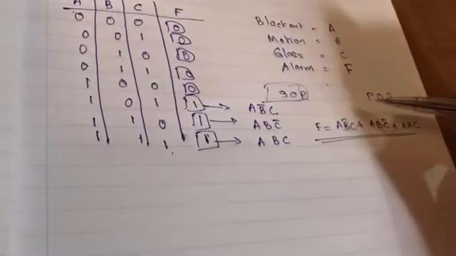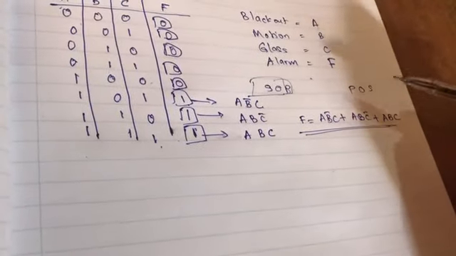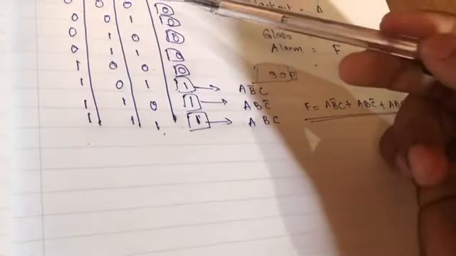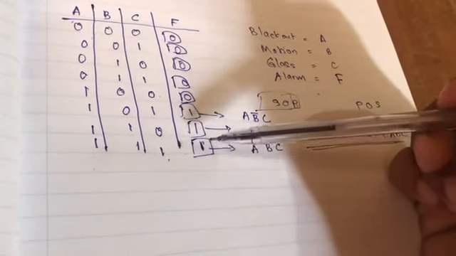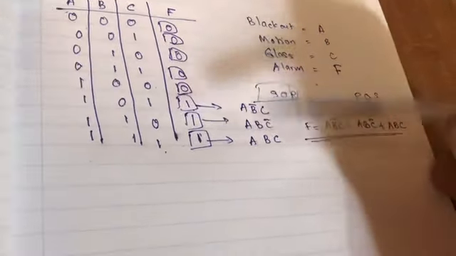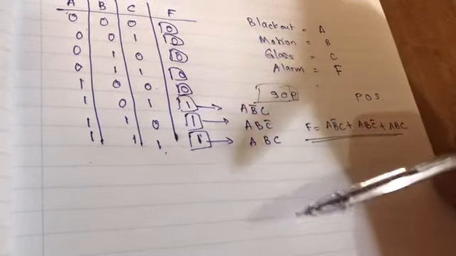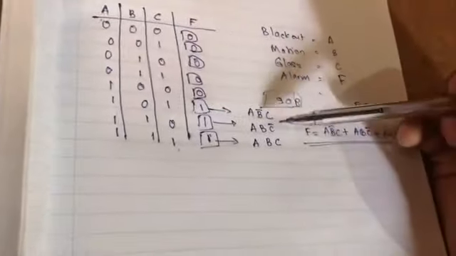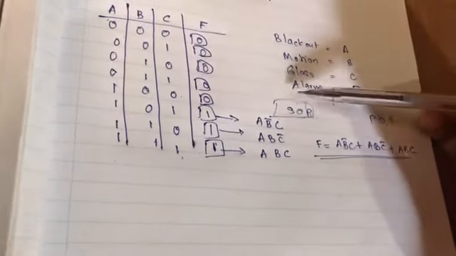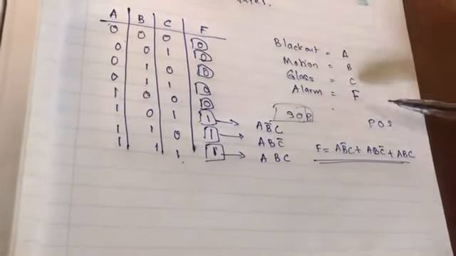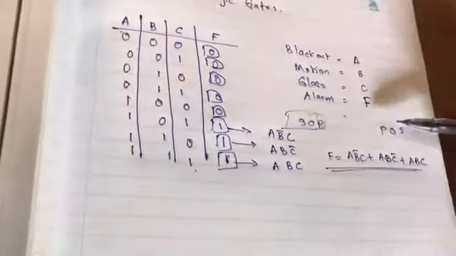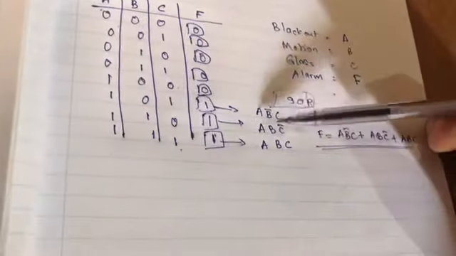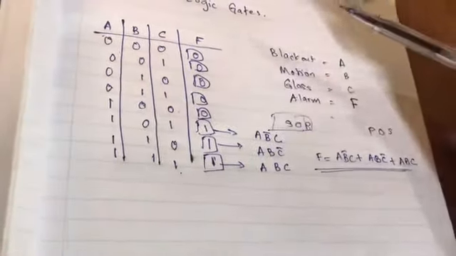So we use POS for instances where there's only a few zeros and a lot of ones, right? So the things that we have to write down are fewer. But in this case there's a lot of them, so we should be using SOP. But all right, just like we did when we were doing it in the sum of products method, while we are doing it in the product of sums method, the difference is that the symbols are all going to be the inverse, right?